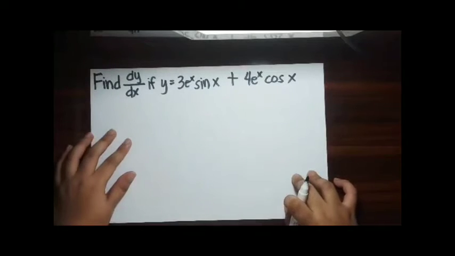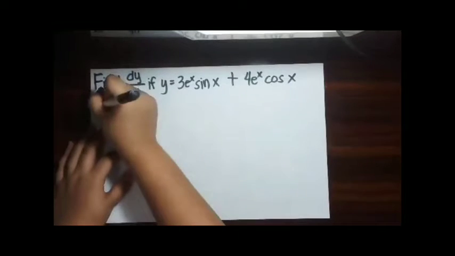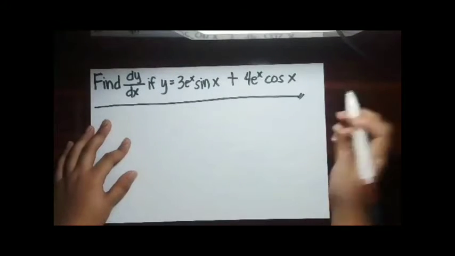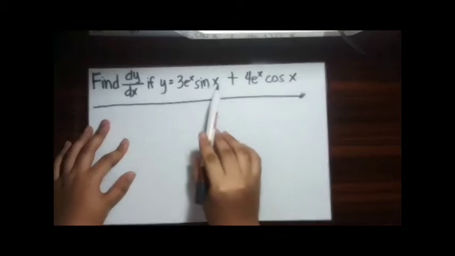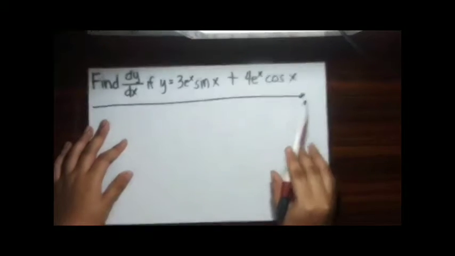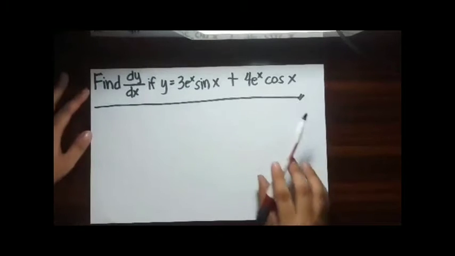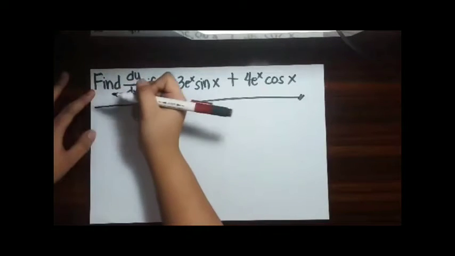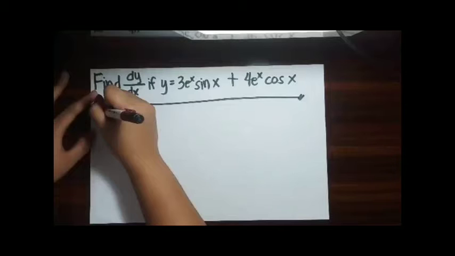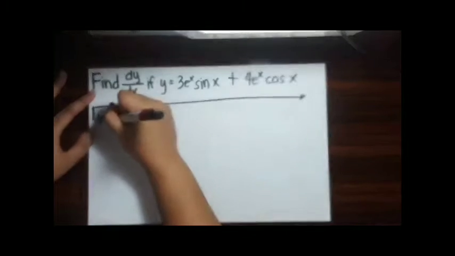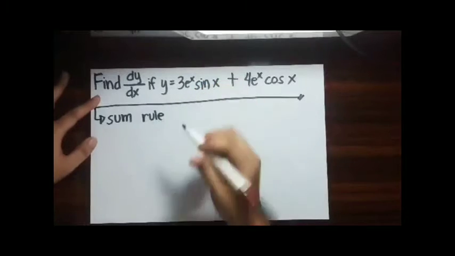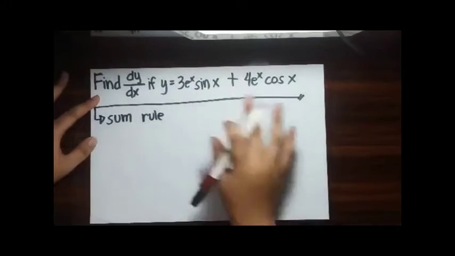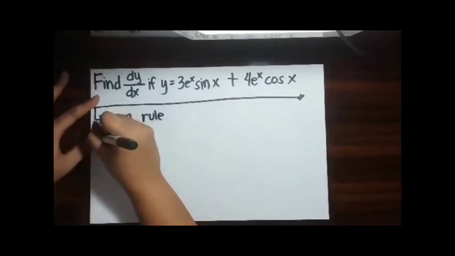For the differentiation example, find dy over dx if y is equal to 3e raised to the power of x sine x plus 4e raised to the power of x cosine x. The given function is composed of two terms involving trigonometric functions, because as shown on the board, we have sine and cosine. To solve, first apply the sum rule.